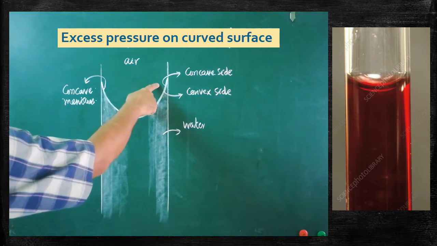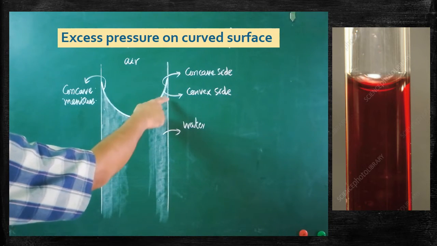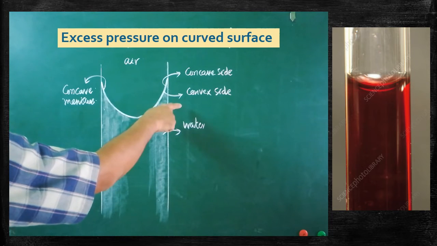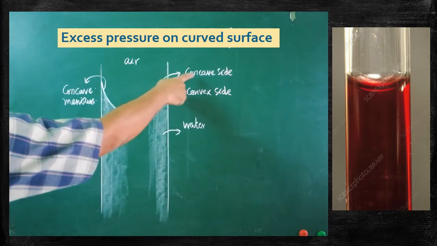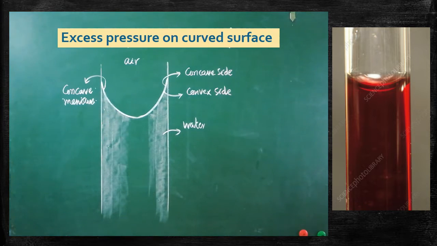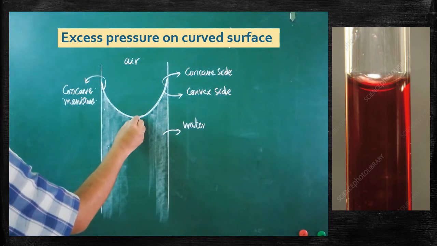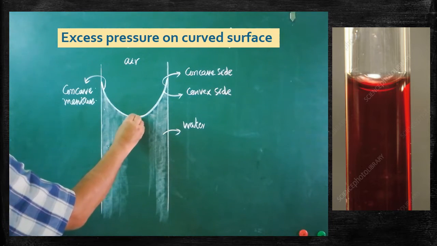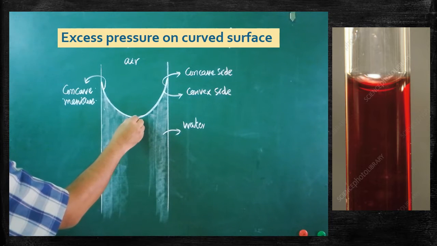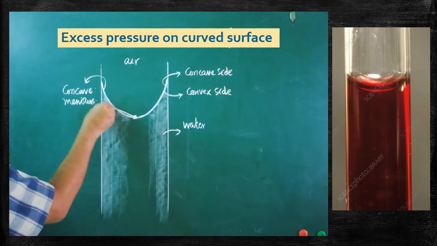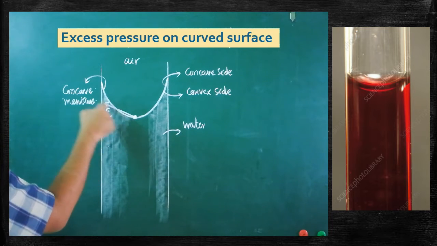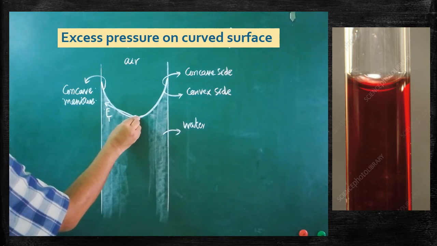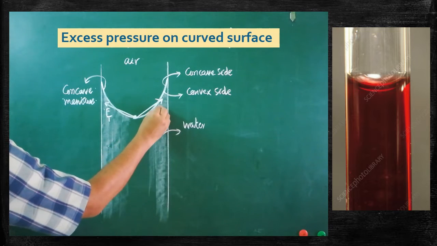Here the two sides are there, they have to be identified properly. The lower part can be called the convex side, the upper portion can be called the concave side. And we will see whether any excess pressure is there or not. So before that, you have to imagine a molecule on the surface. Here the force is acting in this direction. This is the force due to surface tension. Tangentially that force will act. Another force due to surface tension can be taken in this direction.